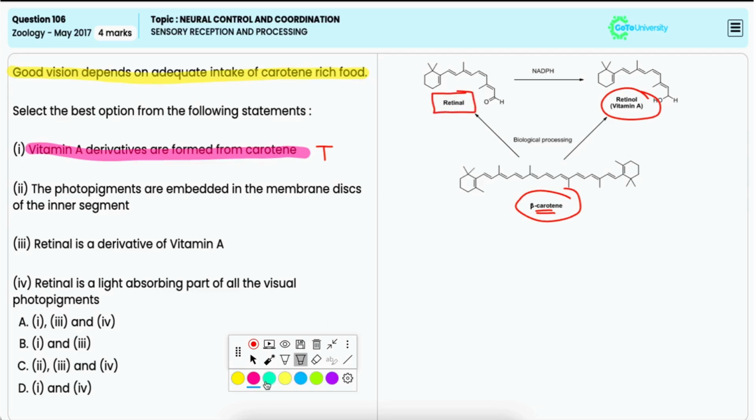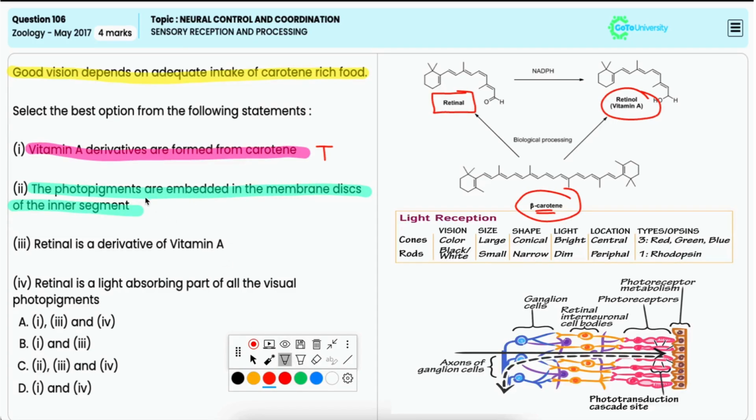Statement 2, the photopigments are embedded in the membrane disc of the inner segment. Now, this is incorrect because photopigments are embedded in the membranous disc of the outer segment of photoreceptor cells, that is rods and cones.